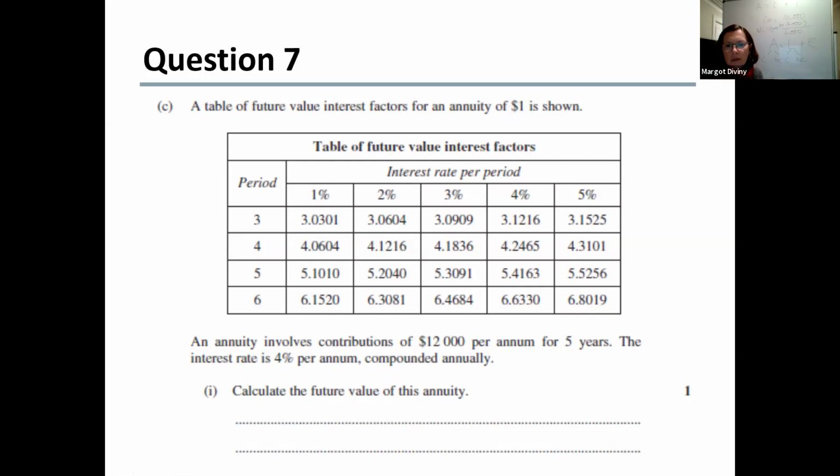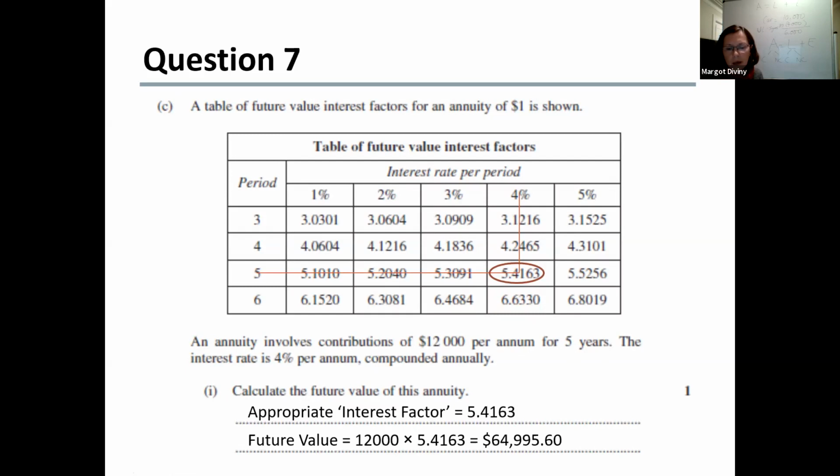Now, we don't use these tables. We have a formula for that, but you may have used these tables when you were at high school. So just as a refresher, you're looking at 4% and 5 years. So the factor is 5.4163. And the contribution is $12,000 per annum. So 12,000 times that factor says that $12,000 every year for 5 years at 4% is the same as a one-off lump payment in 5 years' time of $64,995.60. Right?